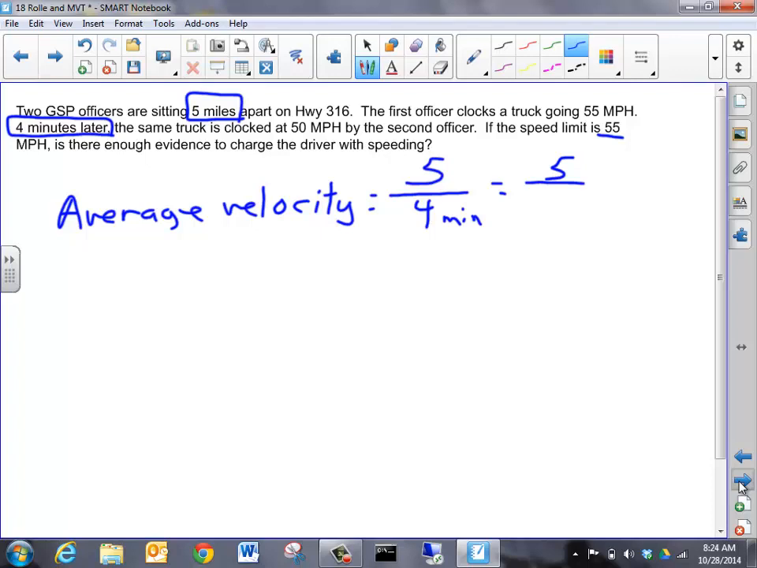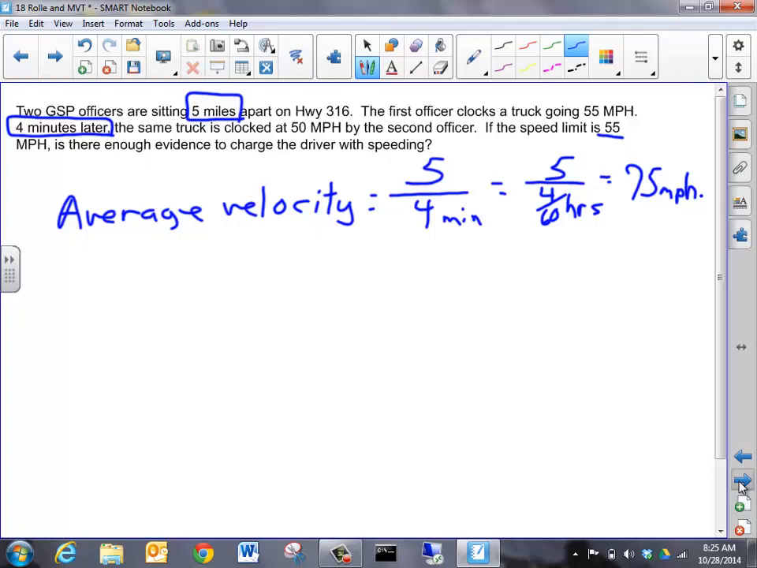4 divided by 60 hours. Are y'all comfortable with that? 4 minutes divided by 60 minutes is 1 hour. Both of those would give us hours. So if we do that, then we get 300 divided by 4. 4 goes 70-something, won't it? Yeah, 75 miles per hour. So he averaged 75 miles per hour in there.